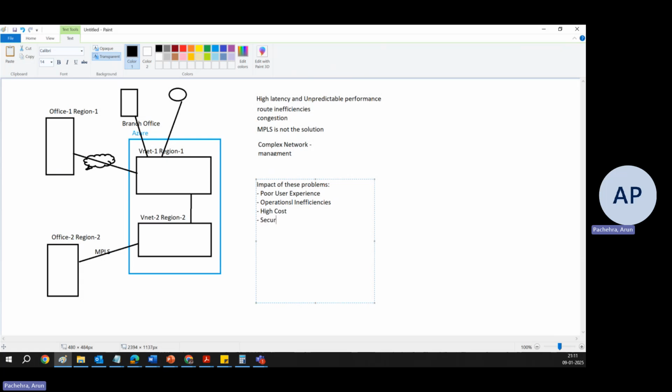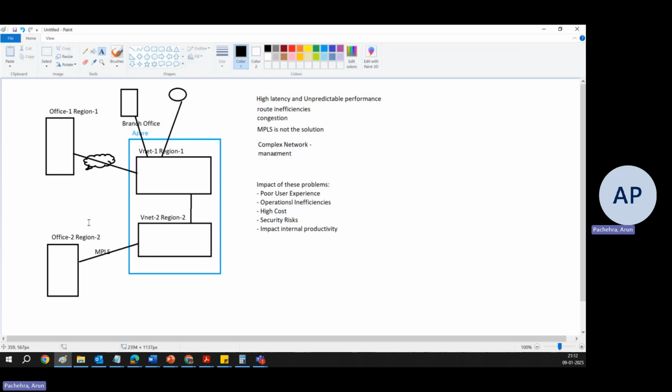Now it also leads to security risks. Fragmented and inconsistent policies leave the network vulnerable to attacks and compliance violations, right? And it will impact your internal productivity, right? So these are some outcomes of doing the work the legacy way, I would say, because in the modern world we have modern solutions for these kinds of problems. So what is that solution?